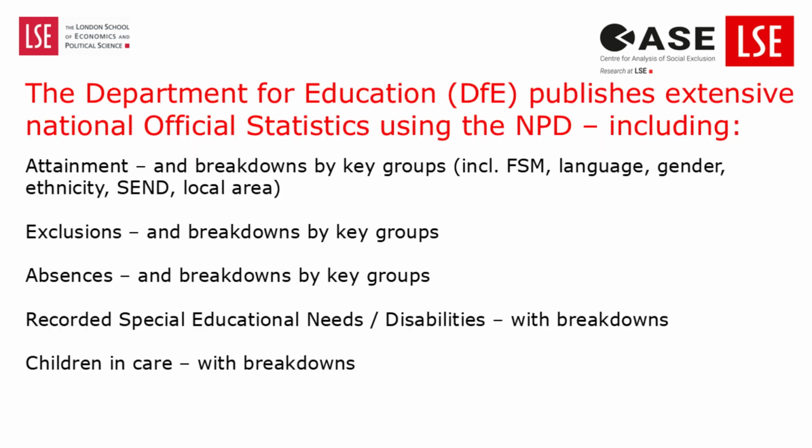And so the DfE itself, the Department for Education, publishes quite a lot of extensive national official statistics using the NPD, broken down by key characteristics. So whether children claim FSM, their language, their gender, ethnicity, whether they have special educational needs, the local area. So they publish yearly information on attainment at different ages, on school exclusions, on school absences, on recorded special educational needs and disabilities, and on patterns of children in care.